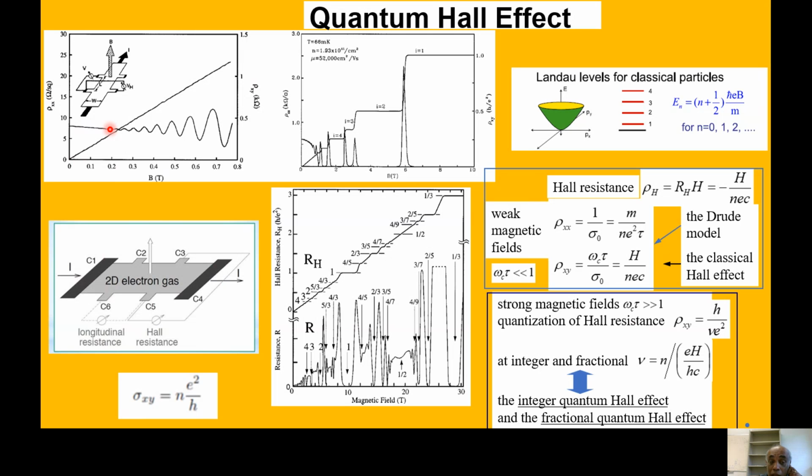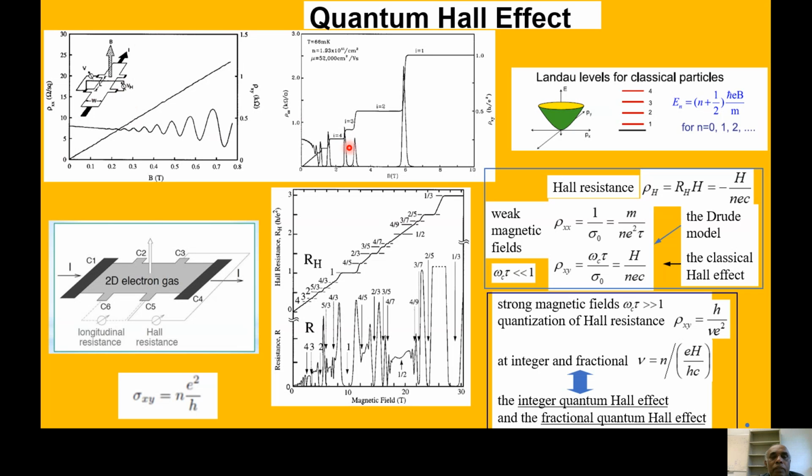But if you go to very low temperatures and very high magnetic fields, instead of this constant sigma 0, it starts to go through some oscillations. With periodic oscillations, at the same time it starts to show some steps. That is the quantum Hall effect. You can see how these are measured, right? I is going this way, magnetic field here. If you measure voltage across this one, that is rho xx. If you measure the voltage across these two, you get rho xy.